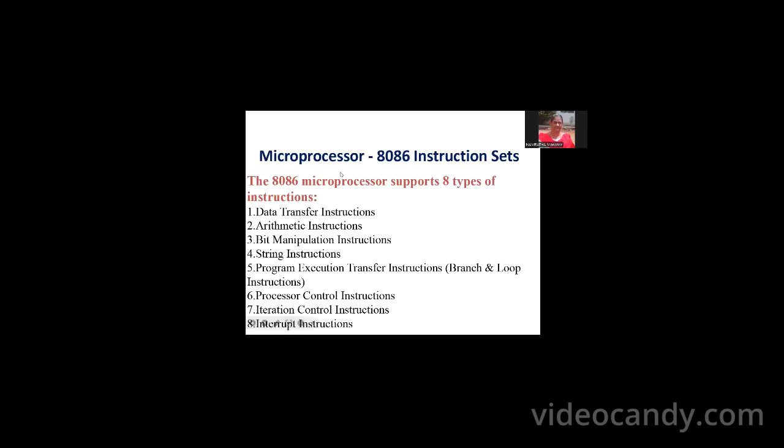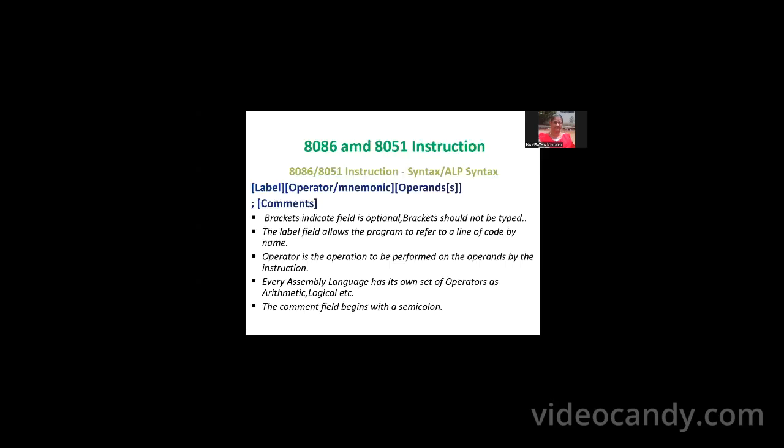Now, the 8086 instruction set. It supports several types of instructions: data transfer instructions, that is, to transfer data from one location to another, arithmetic and logical operations, bit manipulation instructions, string instructions, process control instructions, iteration control instructions, and interrupt instructions. So first we make a list of all the types of instructions supported by that particular chip. Then we will go into details of each type of instruction.